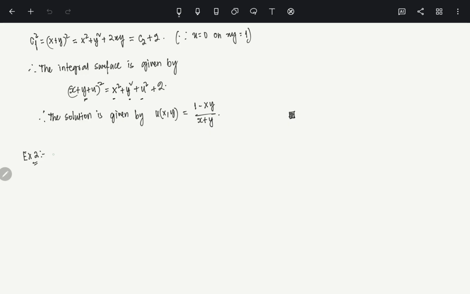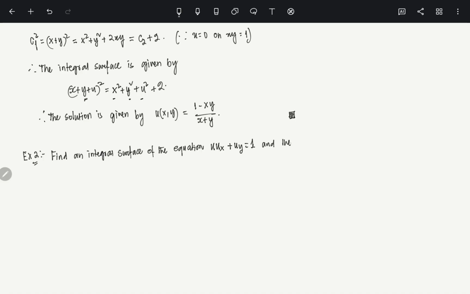So the question, let's say you are asked to find the integral surface of the equation. You remember integral surface, right? Basically the graph of the solution function. It is ux plus uy equals 1. Yes, so essentially you have a simple equation given by ux plus uy equals 1.